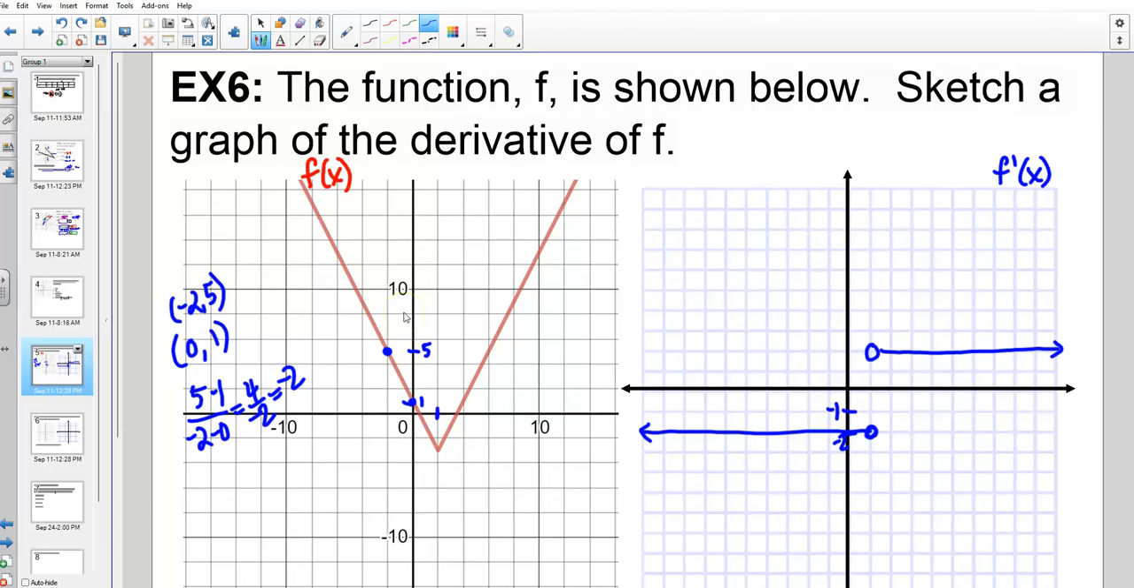Oh, you're right. I should go all the way to 2 because I'm counting by ones here. Let's go to 2, because my scale's not the same on that graph. Thank you for that.